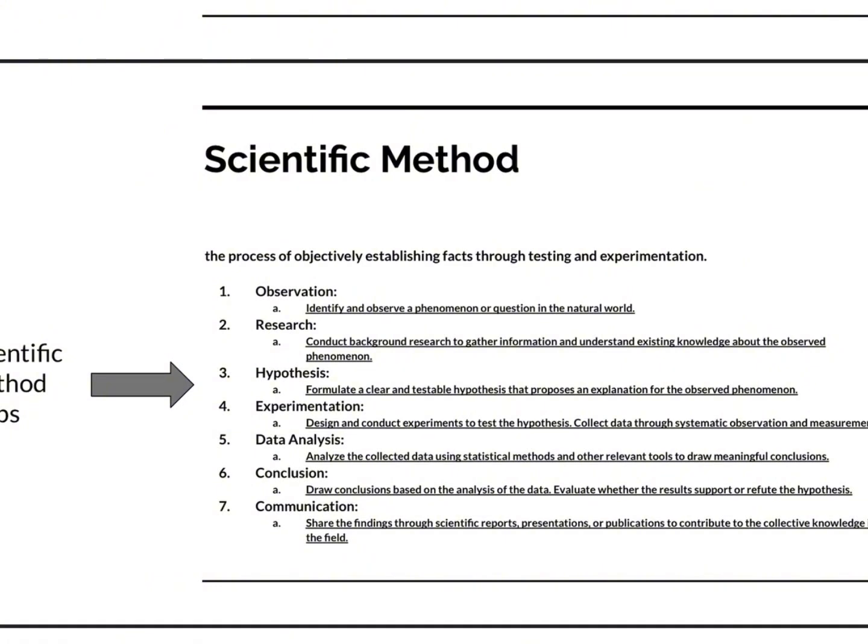So here are the steps. Step 1, observation. Identify and observe a phenomenon or a question in the natural world. Step 2 is research. Conduct background research to gather information and understand existing knowledge about the observed phenomenon. Hypothesis is the third step. Formulate a clear, testable hypothesis that proposes an explanation for the observed phenomena.